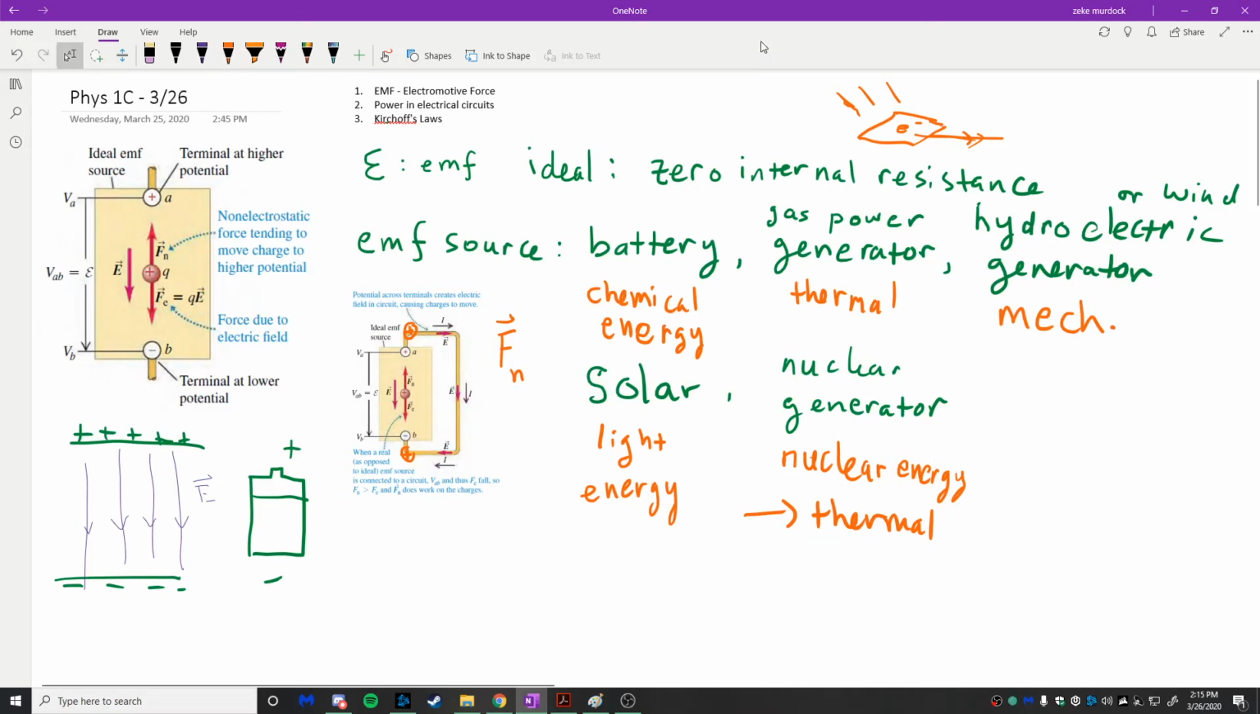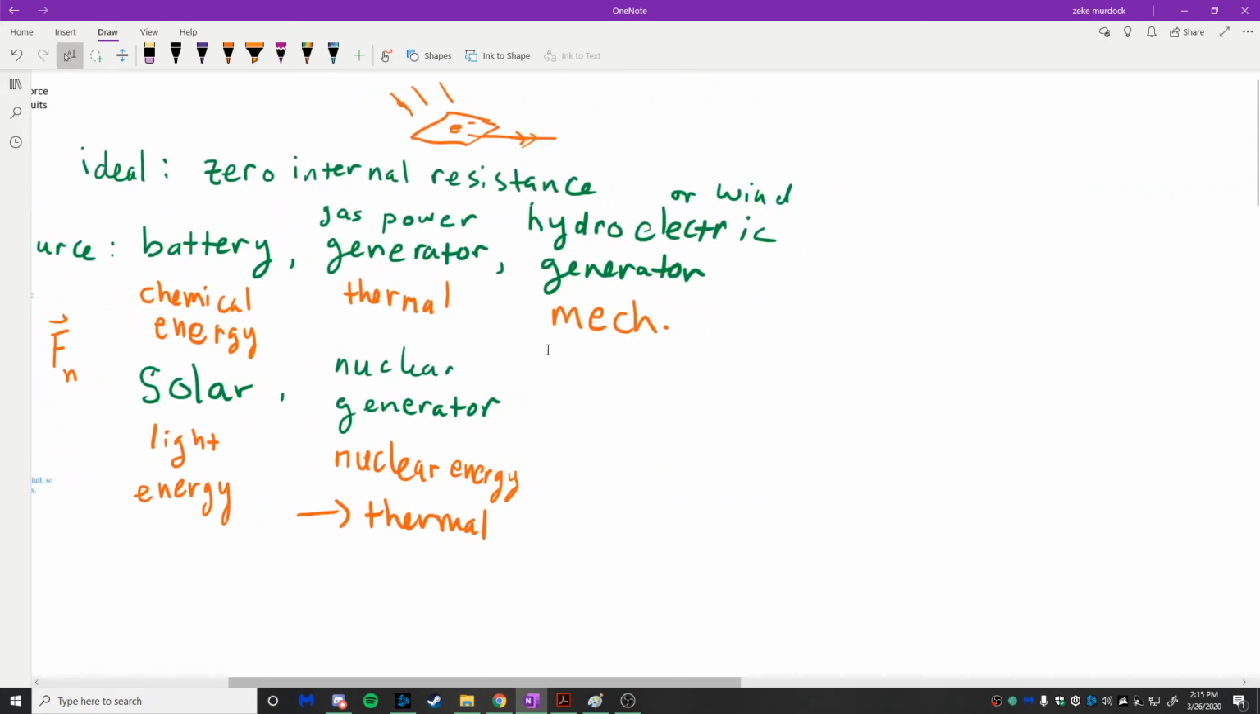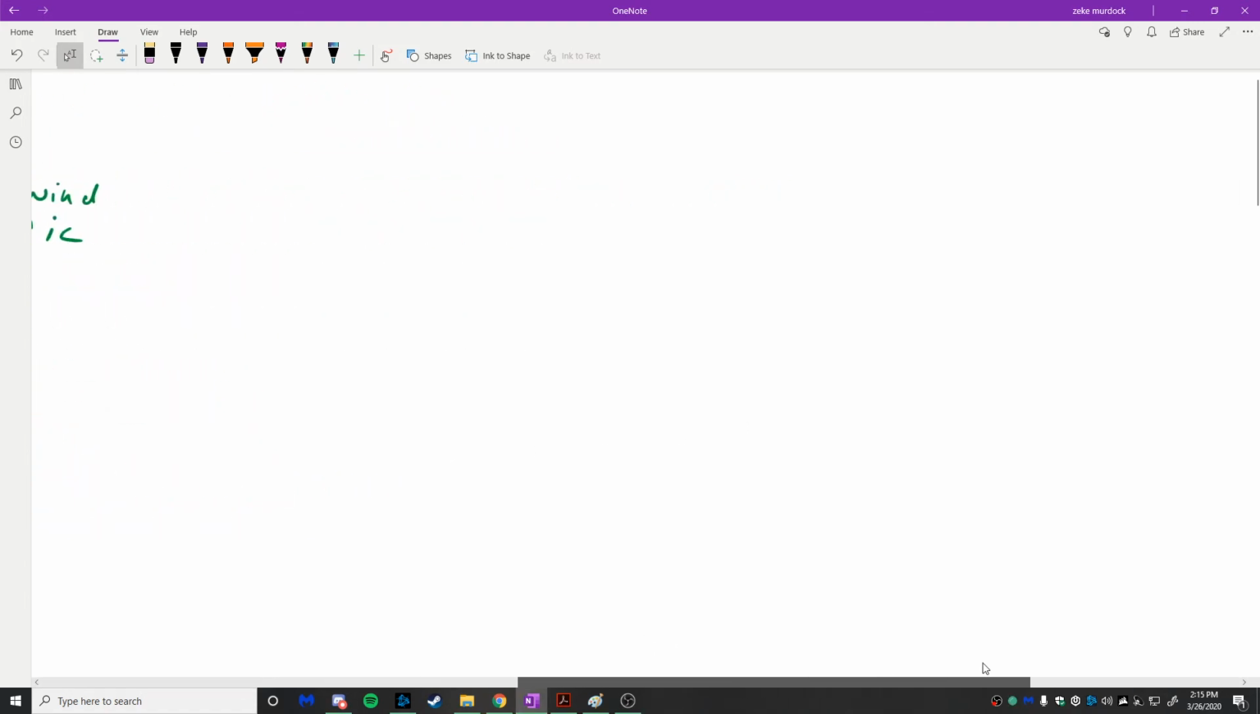Do you guys want to talk about, in general, how these things actually work at all? Are you guys curious at all, how does a generator work? Okay, so this is how a generator works. Let's look at the simplest version. So let's look at any kind of gas powered generator.